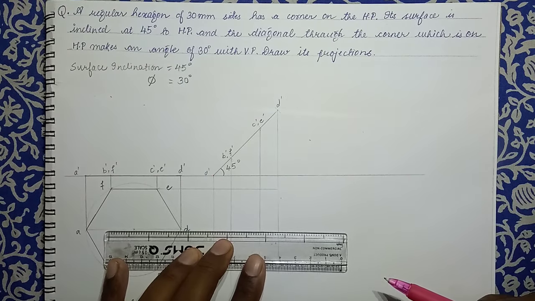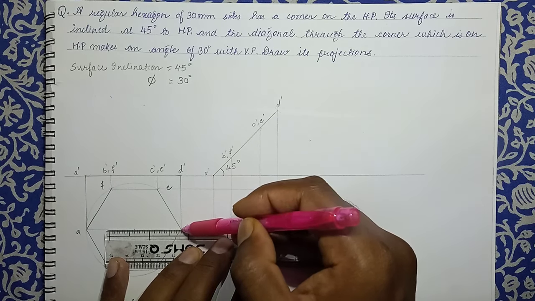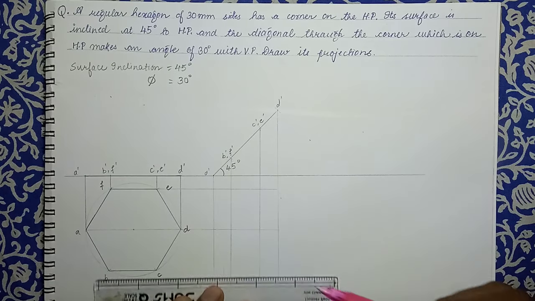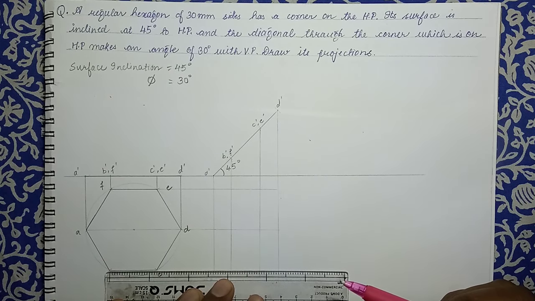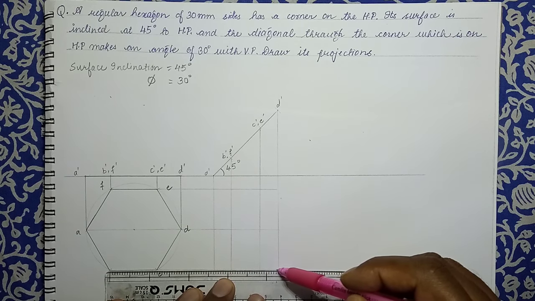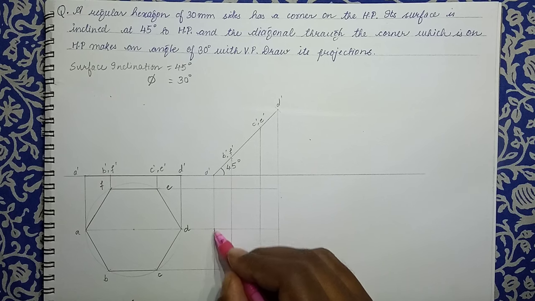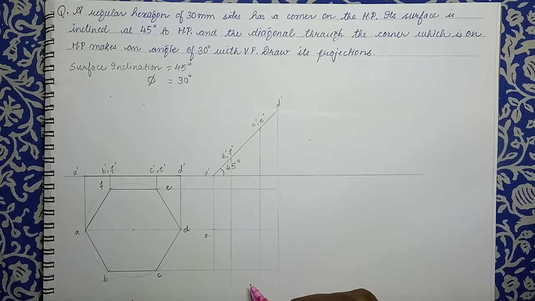Let the projectors be light enough and apply a uniform pressure on the pencil so that you get a continuous line of uniform thickness. So A dash and A will give you the even position.